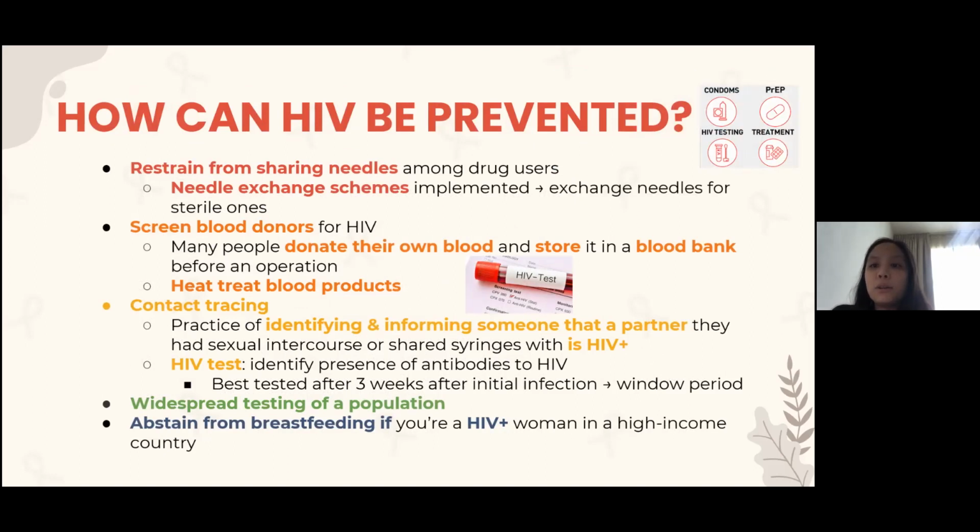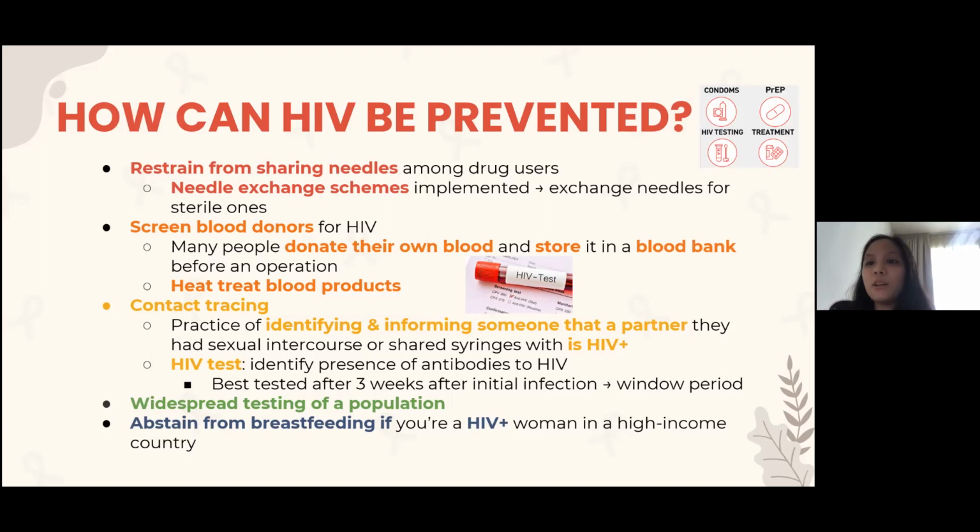Next is to screen blood donors for HIV. Nowadays, many people donate their own blood and store it in blood banks in case of an emergency or to prepare for an operation. You can also heat treat blood products because HIV virus can only survive in temperatures around our body temperature, and under high temperature, it will undergo denaturation. Third is to use contact tracing.